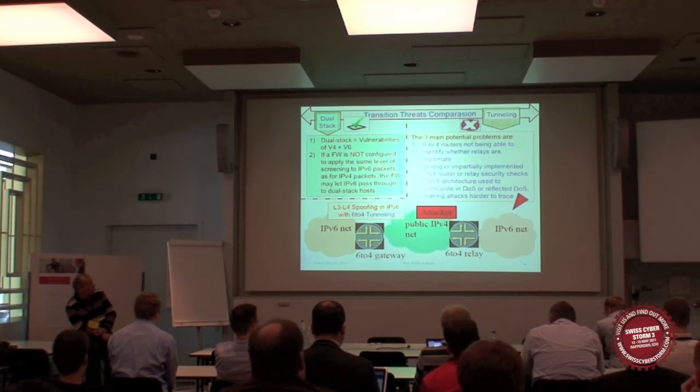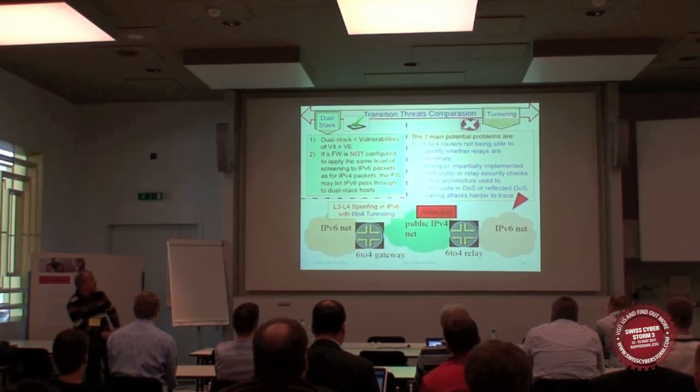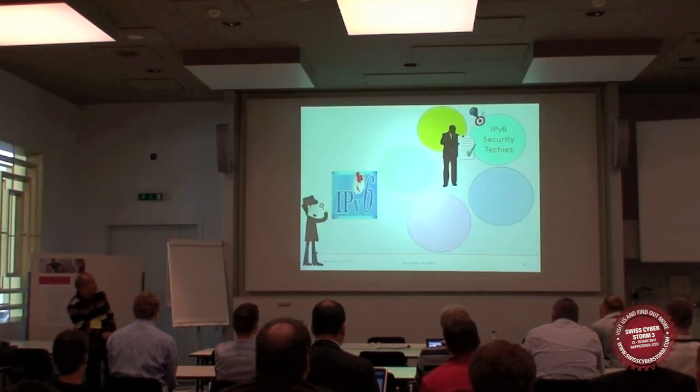And this is one of the biggest problems: layer 3 and layer 4 spoofing in IPv6 with the 6-to-4 tunnel.